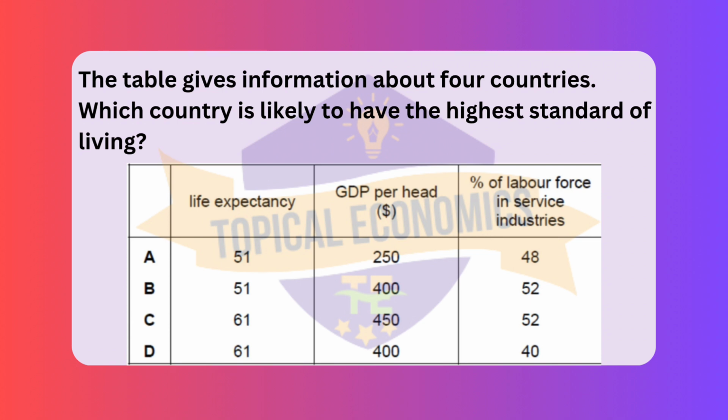Lastly, country D has the same life expectancy as country C, 61 years, and a similar GDP per head, 400, but the percentage of the labor force in service industries is lower, 40%, which suggests a less developed economy with a lower share of people working in higher value-added sectors. This could imply lower wages and a lower standard of living compared to country C.